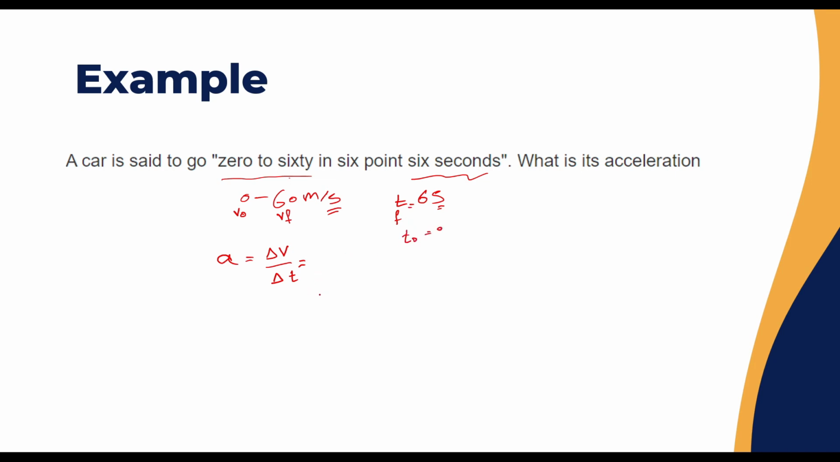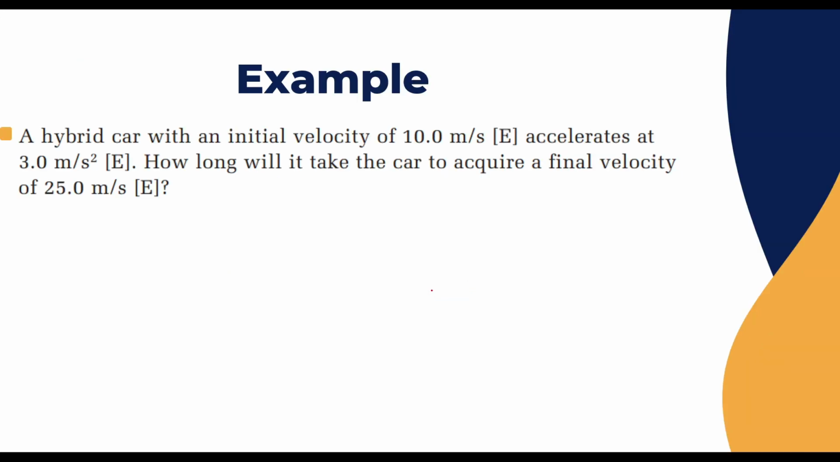So plug in the numbers. Let's write it for your reference: v final minus v naught over t final minus t naught. That gives you 60 minus 0 over 6 seconds minus 0. That would be 10 meters per second. As simple as that.